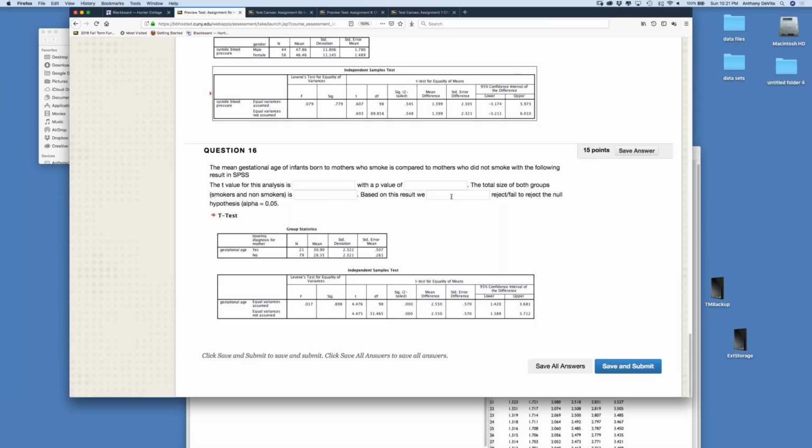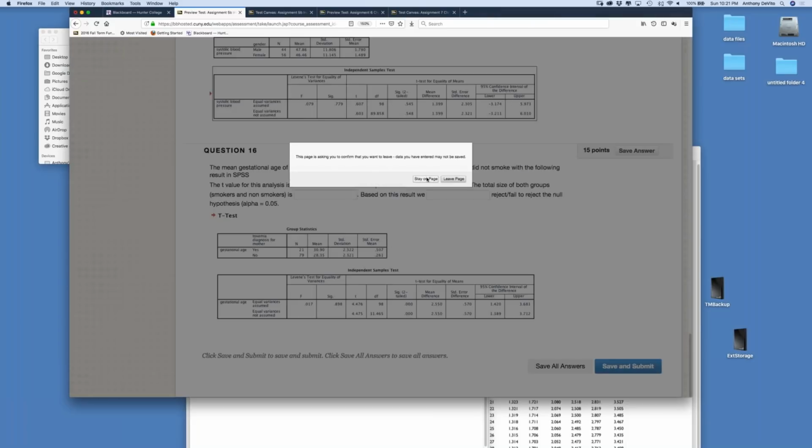Based on this result, we reject the null hypothesis. So you would type in reject into that box instead, right? So that's the way we would deal with that particular problem. Okay, so now let's take a look at our chi-square situation.